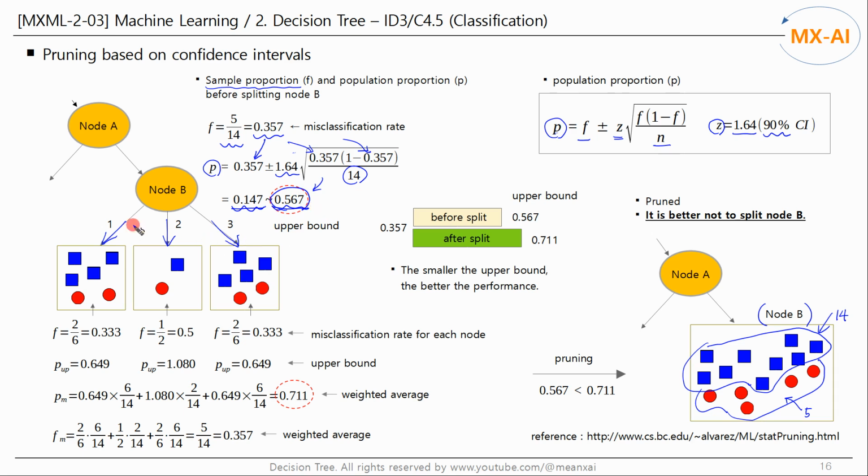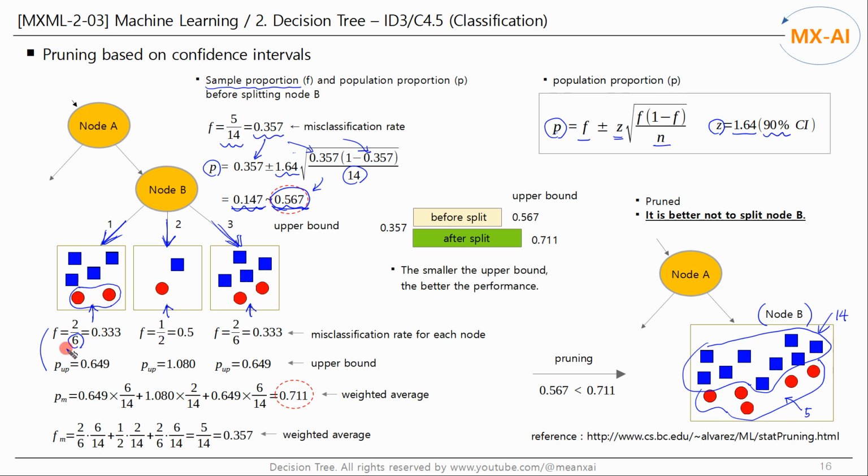Next, let's split this node into 3 child nodes and calculate the sample proportion and population proportion. For each child node, the sample proportion and population proportion are calculated. The first node has a total of 6 data points, 2 of which are minority data points.